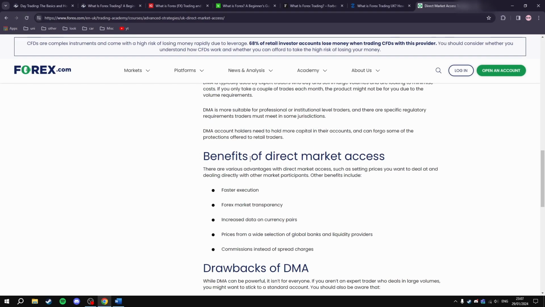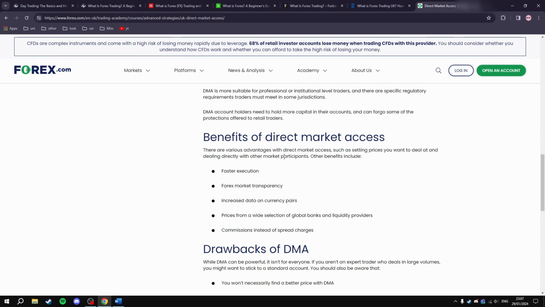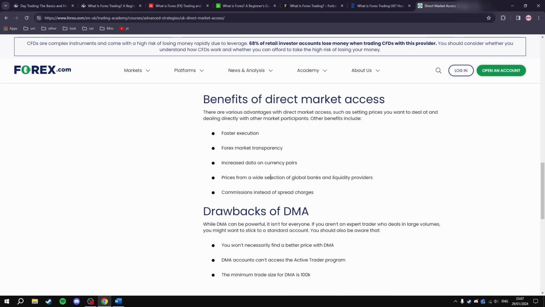Benefits of direct market access. There are various advantages with direct market access, such as setting prices you want to deal at and dealing directly with other market participants. Other benefits include faster execution, forex market transparency, increased data on currency pairs, prices from a wide selection of global banks and liquidity providers, commissions instead of spread charges.